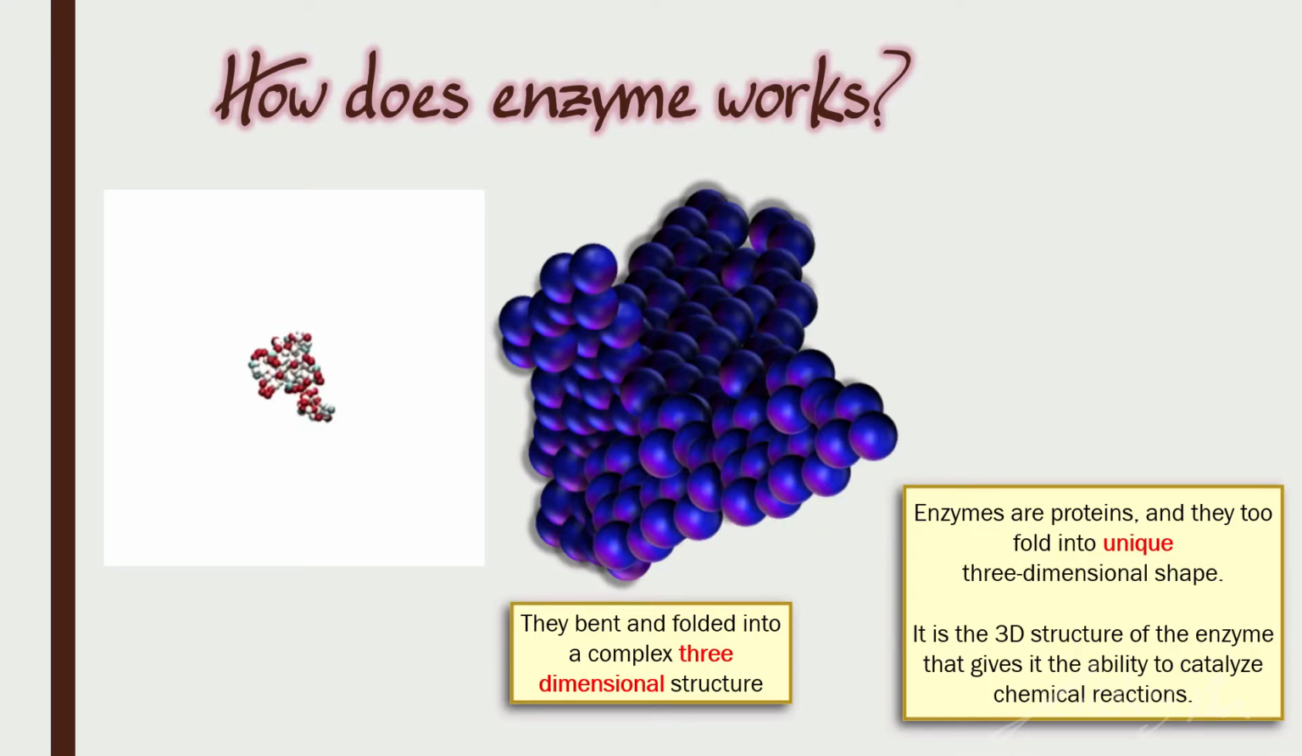The bonds between those R groups are not very strong, so they can be broken by heat or extreme pH. Remember, amino acids can be polar and non-polar, as well as acidic and alkaline. So pH and temperature will affect the bonds between those R groups, affecting the folding of the enzyme.